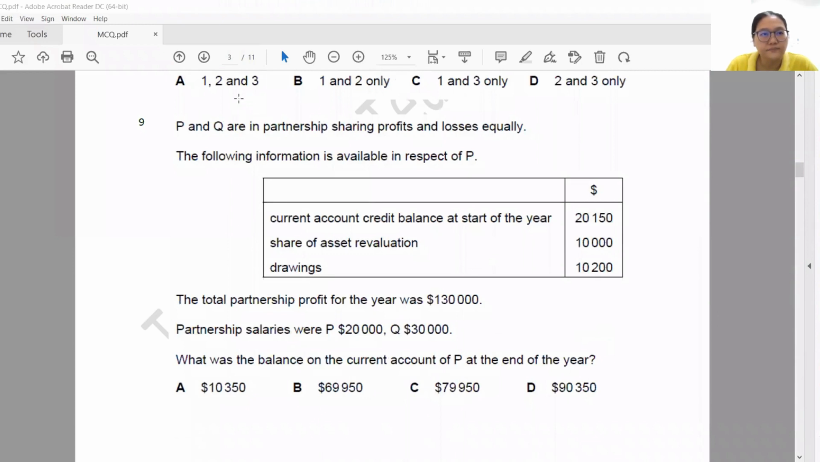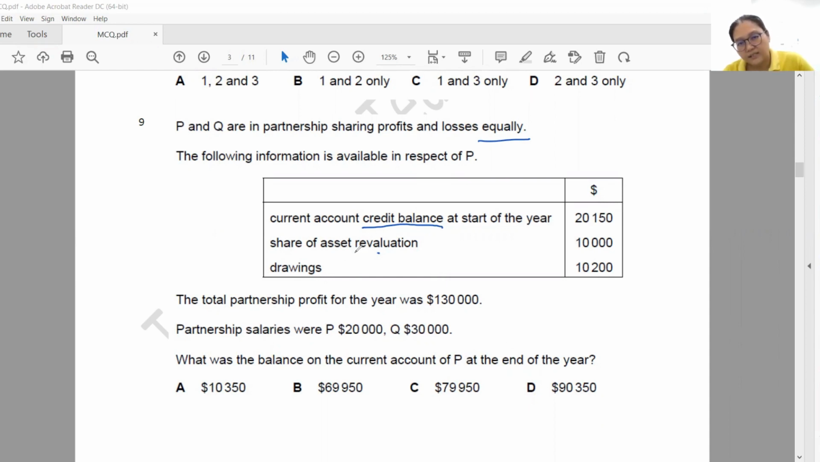Okay, next. P and Q are in partnership sharing profit equally. The following information is available in respect of P: current account credit balance, share of asset revaluation 10,000, drawings 10,200. The total partnership profit for the year is 130,000. Partnership salaries were P 20,000, Q 30,000. What was the balance on the current account of P at the end?